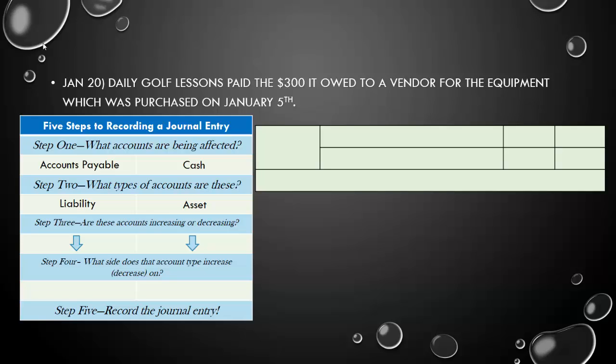What side do these accounts increase or decrease on? Liabilities go down with a debit, up with a credit, which means since our accounts payable liability is going down, we're going to debit that account. Assets go up with a debit and down with a credit. Since our asset is decreasing, that's going to be our credit in this journal entry. And on January 20th, we're going to debit accounts payable for $300. We're going to credit cash for that same $300, in the journal entry that records the fact that we paid off our balance to this vendor.